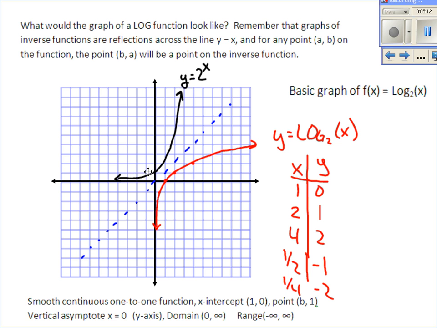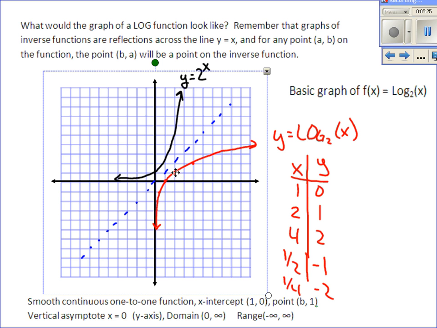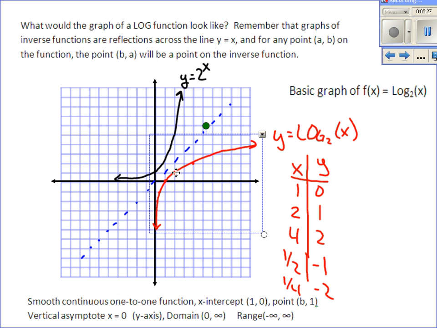So on 2 to the x, I've got a point (0, 1). So in the log function, I have a point (1, 0). On 2 to the x, I have a point (1, 2) right here. And then over here, I've got a point (2, 1). And it can keep going with that. The point (2, 4) corresponds to the point (4, 2).